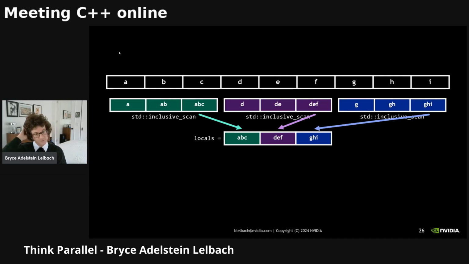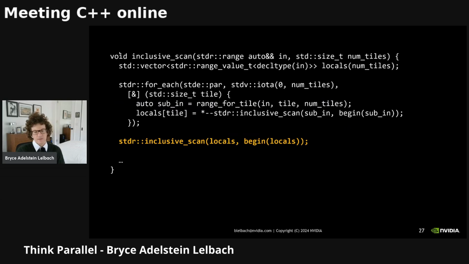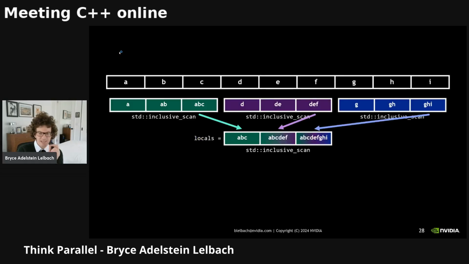Assignments to locals from different tiles may happen concurrently, but that's perfectly fine. Each tile uses a different and unique slot in locals, and no one reads from locals yet, so there's no data race here. Then, after all the tiles have completed their local inclusive scans and written to locals, the result of the scan over locals looks like this. The information that each tile needs to add to its elements is in the local slot for the tile directly preceding it.